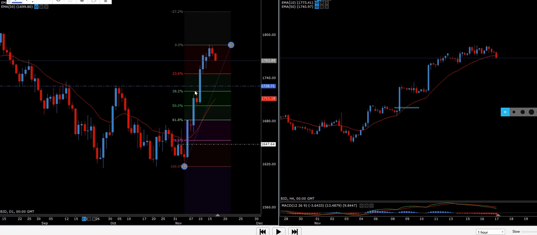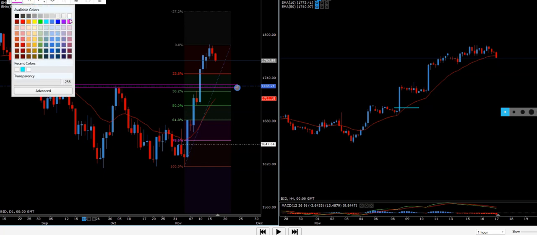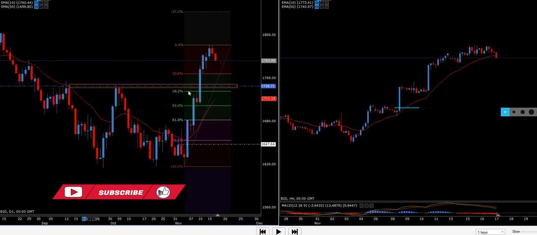Now the retrace to 38.2% aligns quite, not really exactly, but with this structural level. Okay, so at this point you could mark this sort of area like that, and possibly take it down. All right, let me see. Something like that. Okay, guys, so you would mark it like that, because you know that this is about 38.2 Fibo.